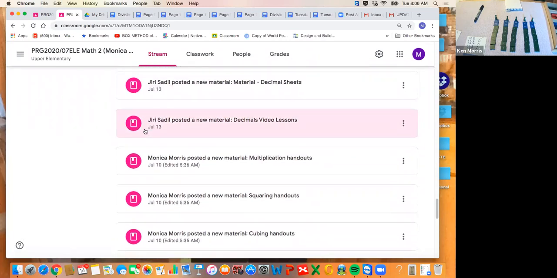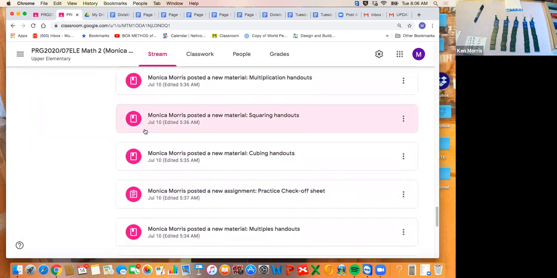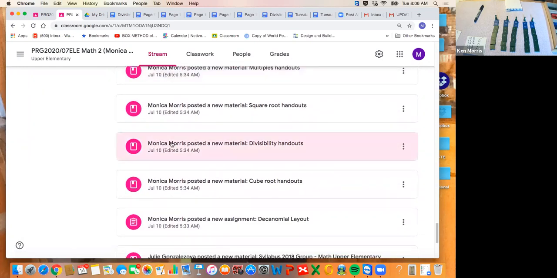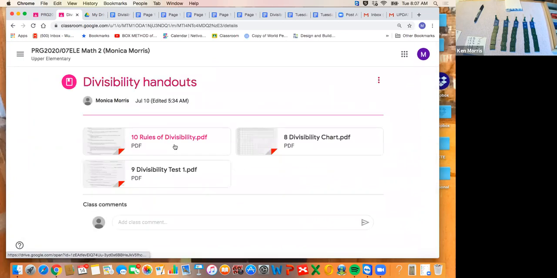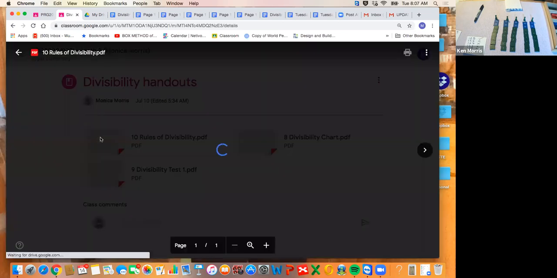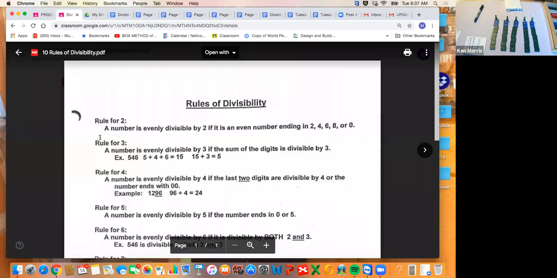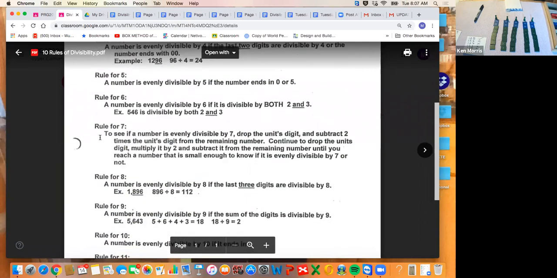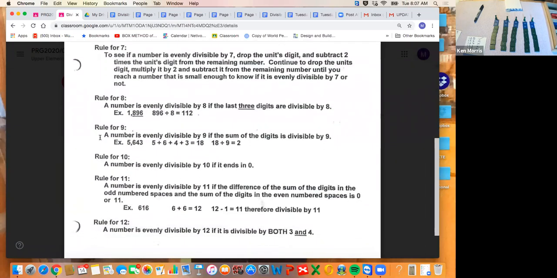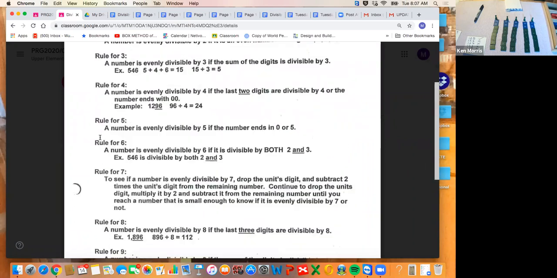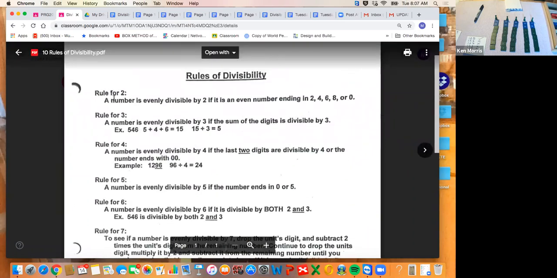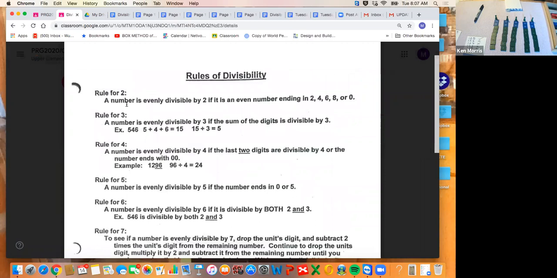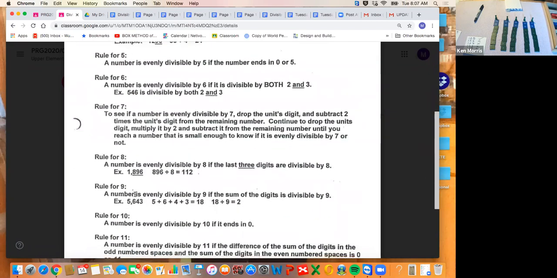There's so much good stuff here for you guys. It's amazing. Divisibility handouts. Okay. So, rules of divisibility. All right, so this is a page that gives us the rules for pretty much anything they'll ever need. We already talked about the rule for 2. We talked about the rule for 5. The rule for 10 is very, very easy.